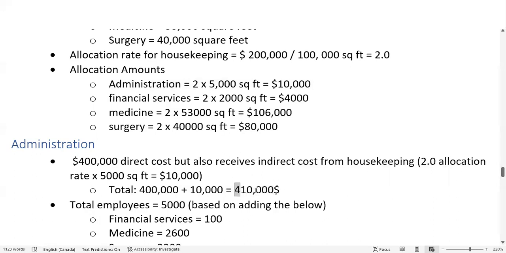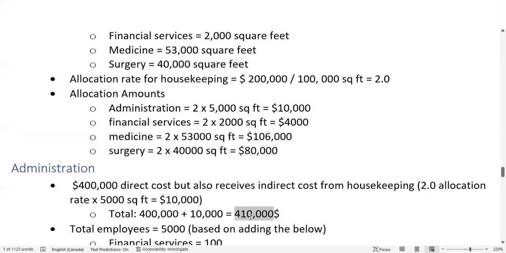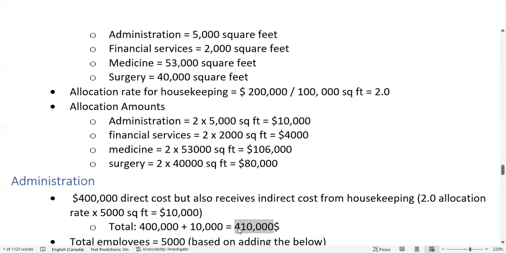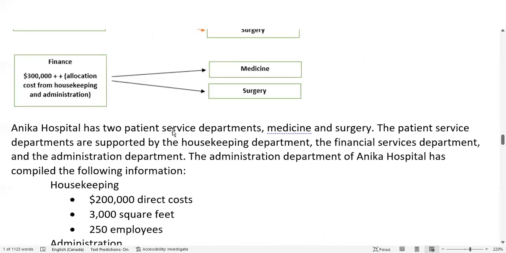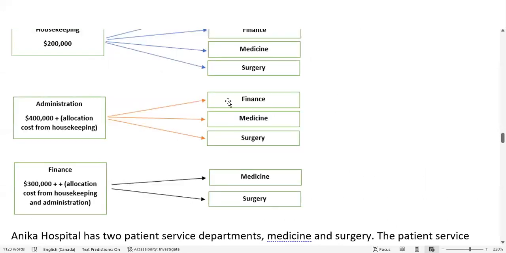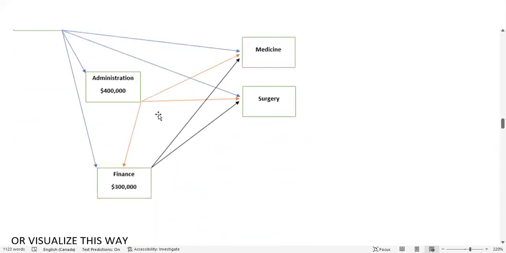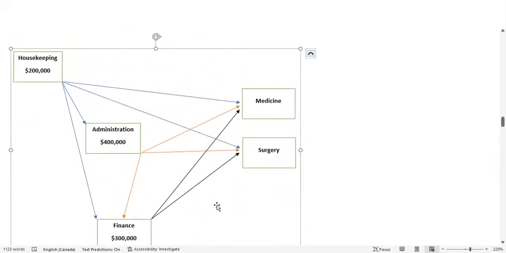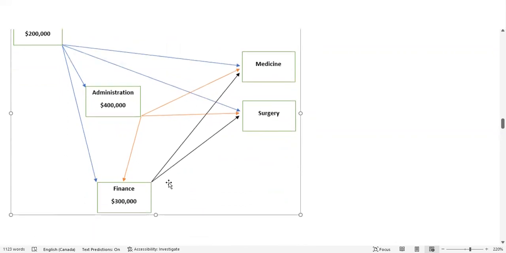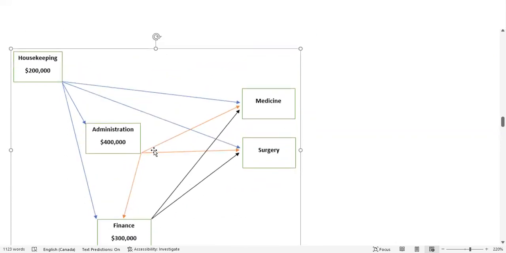So now we need to figure out how much of this total cost is allocated to the finance, medicine, and surgical departments. Right? We do not include housekeeping. Rather, we only include these three departments here: medicine, surgery, and finance. Because we do not include funding for administration services to the actual department, and we also do not point to the previous department above it, which is housekeeping.